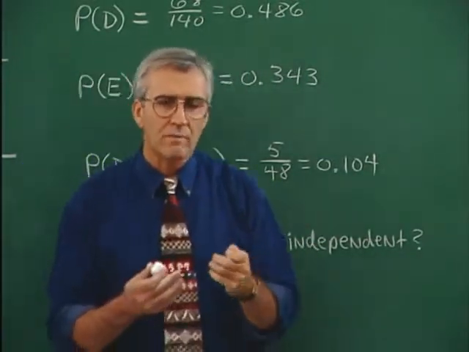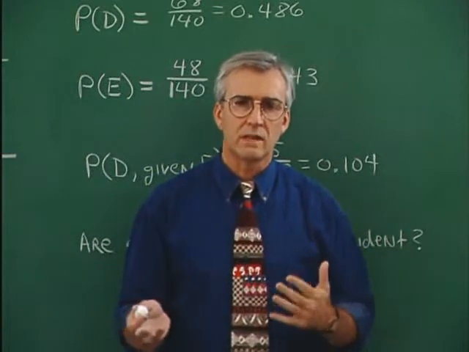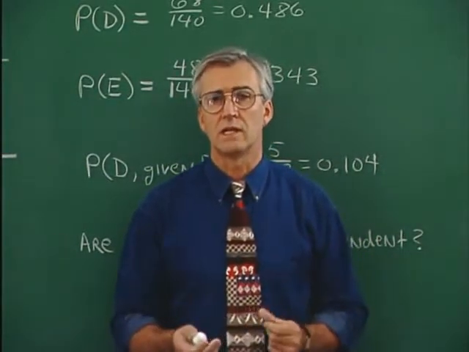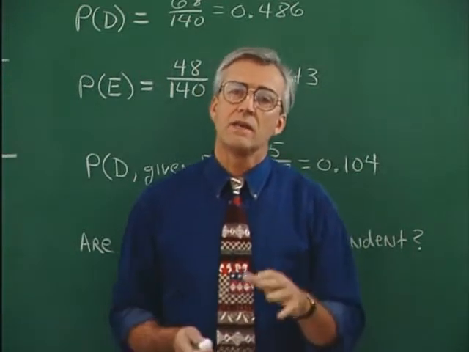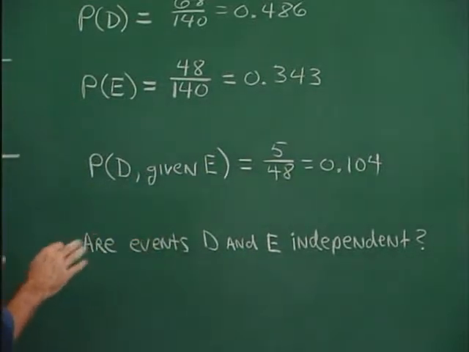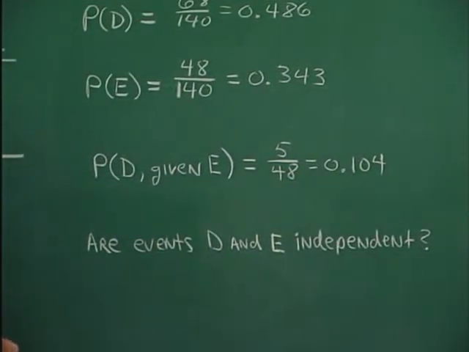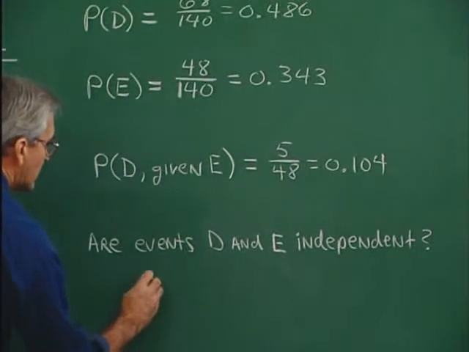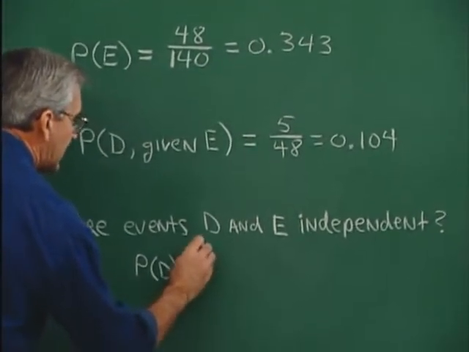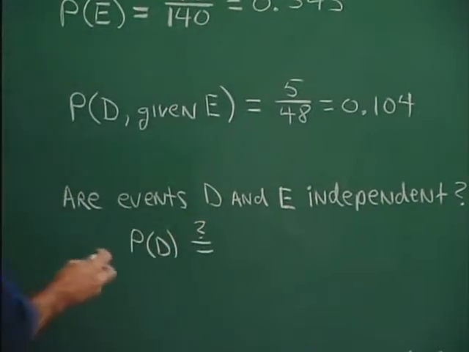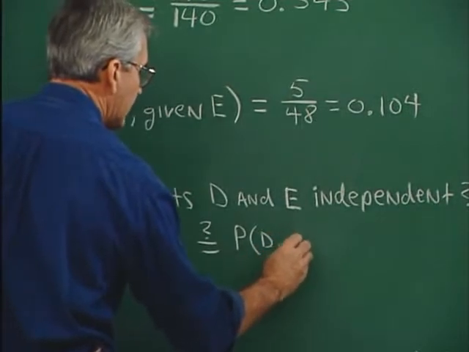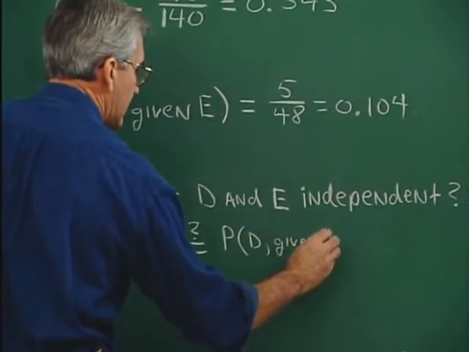And when we were talking about drawing a couple of cards from a deck, it depended upon whether or not the first card was replaced or not before the second card was drawn. And again, we don't have that luxury. It turns out that to test for the independence of events in a situation like this, what you do is you ask yourself, is the probability of D equal to the probability of D given E?